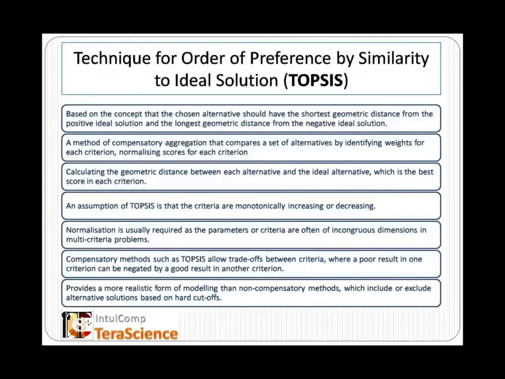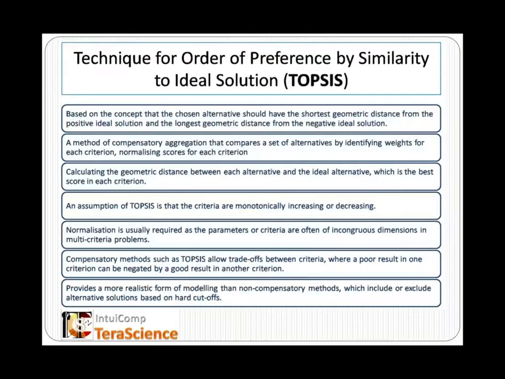TOPSIS is an abbreviation for Technique for Order of Preference by Similarity to Ideal Solution. So we find the order of preference of all of these features by finding the similarity to the ideal solution. Now, how do we find out the similarity to the ideal solution? We use a geometric distance, or Euclidean distance, for this.